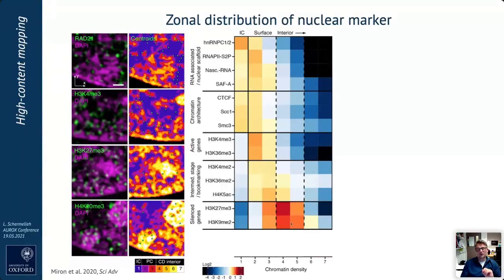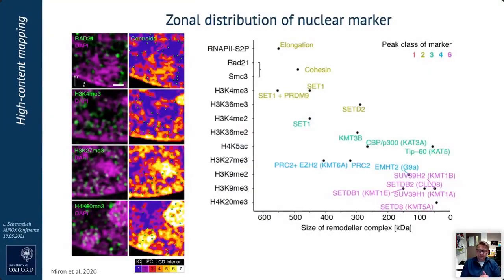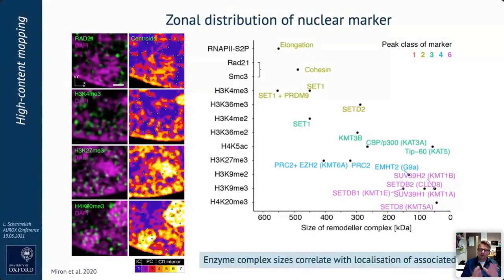And silent genes then very much, of course, shifted towards the interior, and that's also reflected in these heterochromatic markers. So what does this tell us? We basically have a functional topography with active chromatin surfaces and repressed cores. And that very much correlates with the sizes of the enzyme machineries that sets these markers. Those enzyme complexes that are associated with markers at the exterior, at the outside, are also the largest ones, whereas the markers in the interior are the smallest complexes. So there seems to be really a strong size correlation and an exclusion effect.